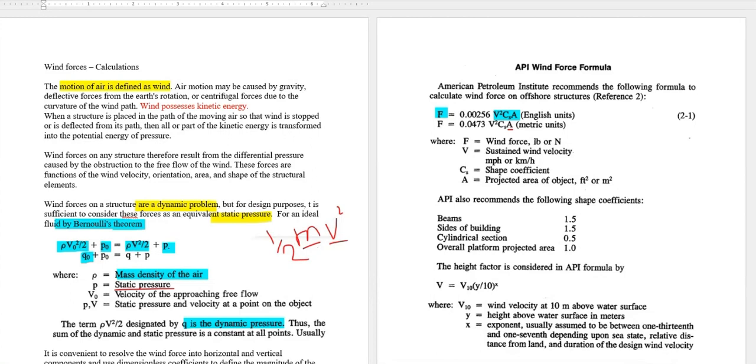So rho v squared by 2 plus p, that is the static pressure, and v is the velocity at any point on the object. V naught is the velocity of the approaching free flow. The term rho v squared by 2 designates the dynamic pressure. Thus, the sum of the dynamic pressure and static pressure is constant at all points.